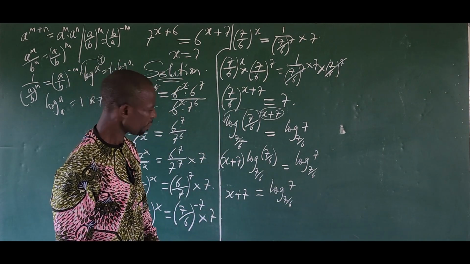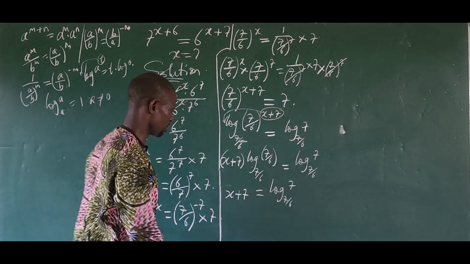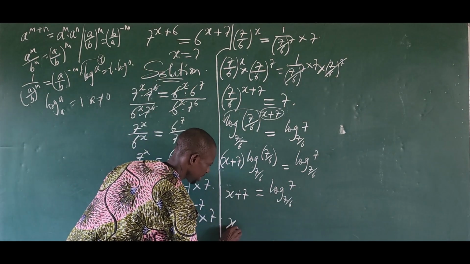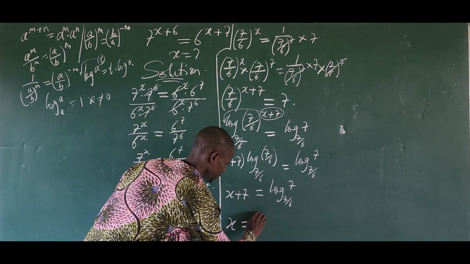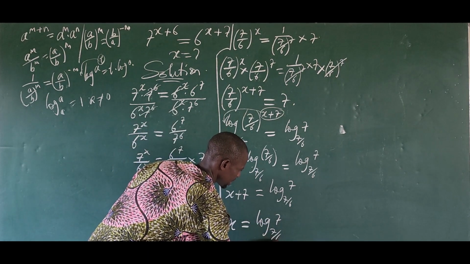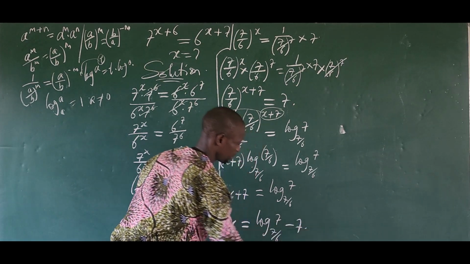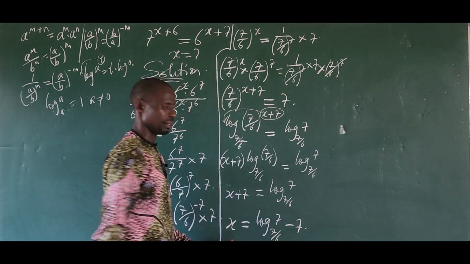Easy. Now look at this. We are looking for x. So move this to this side of the equation. If we do that, x will now be equal to log base 7/6 of 7 minus 7. This is the answer.